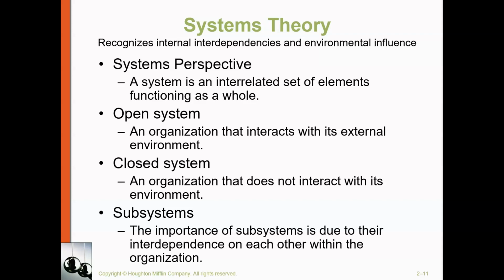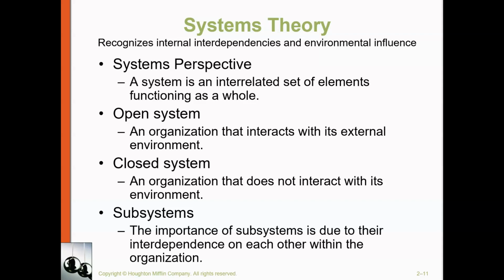So with a system, we have an interrelated set of elements functioning as a whole. So within a system, we can have subsystems. We can also distinguish between an open system and a closed system. So an open system is one that interacts with its external environment. A closed system does not. By viewing an organization as a system, we can identify four basic elements, which are inputs, transformation processes, outputs, and feedback.